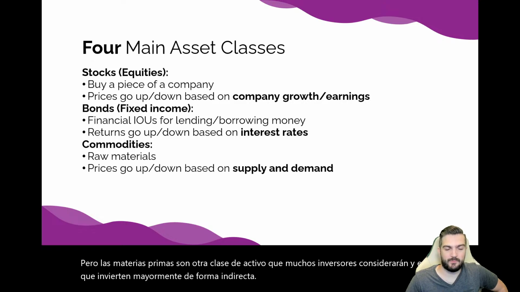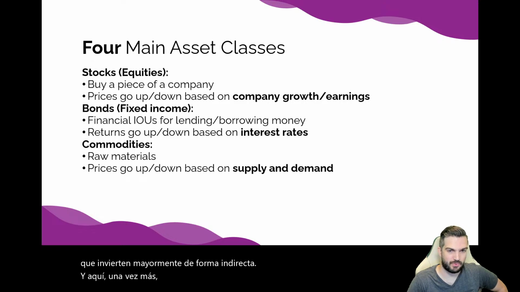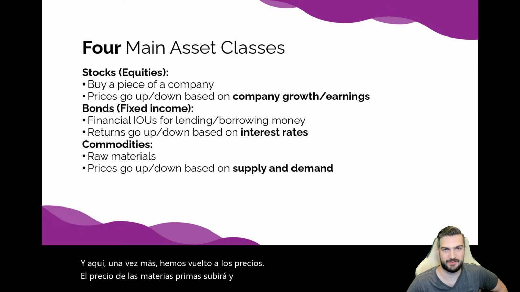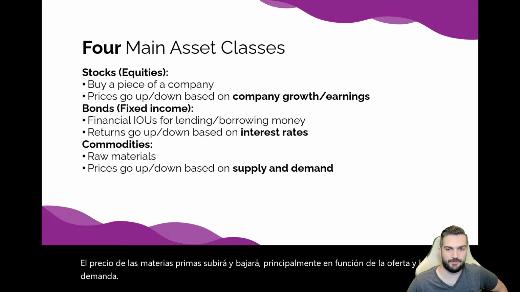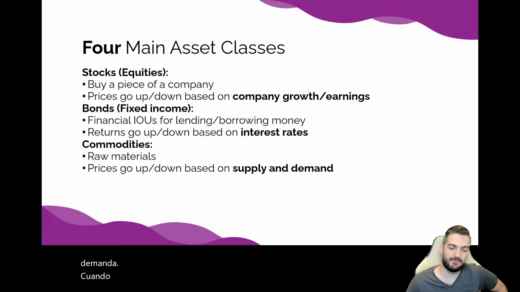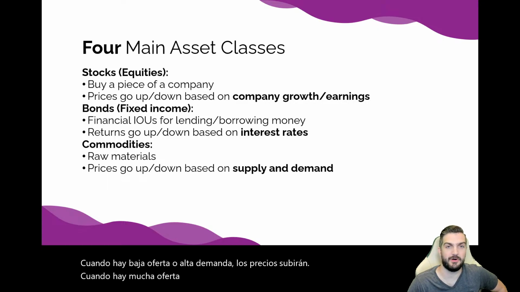And here, once again, we've gone back to prices. The price of commodities will go up and down, mostly based on supply and demand. When there is low supply or high demand, prices will go up. When there's high supply and low demand, prices will go down.